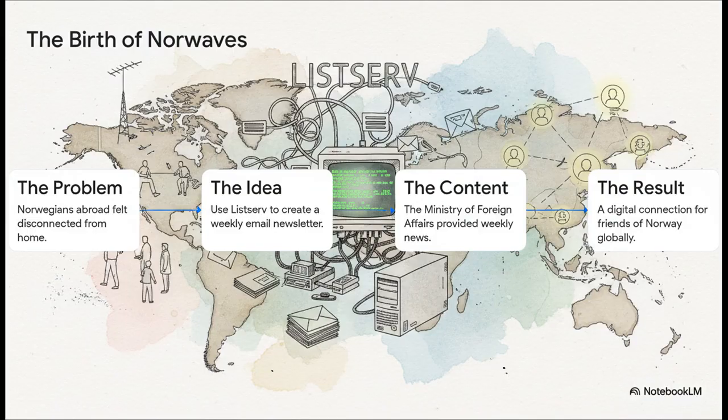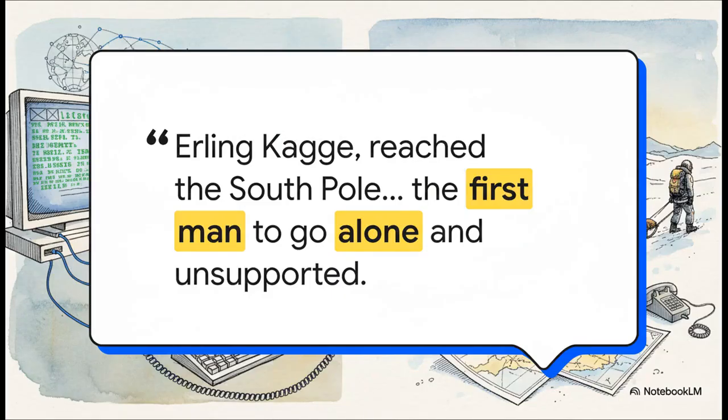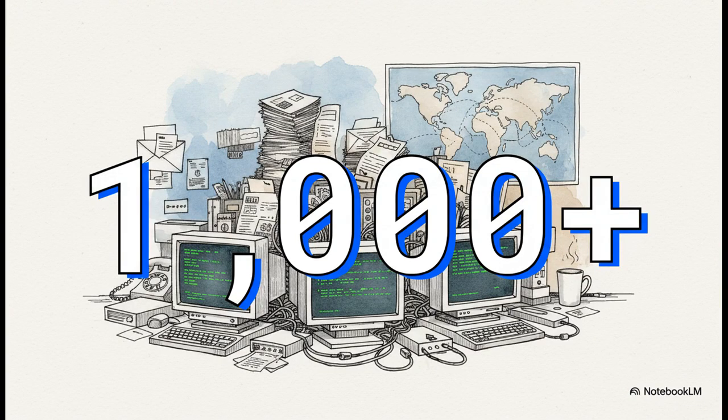And you won't believe this. The lead story in the very first issue of Norwaves was about Erling Kagge reaching the South Pole. Can you just imagine being a Norwegian student somewhere in the US, opening your email and getting this incredible news of national pride delivered right to you? This was connection in action. And it totally worked. After just 1 year, this simple newsletter had over 1,000 subscribers in more than 25 countries, all connected by this grassroots digital effort.